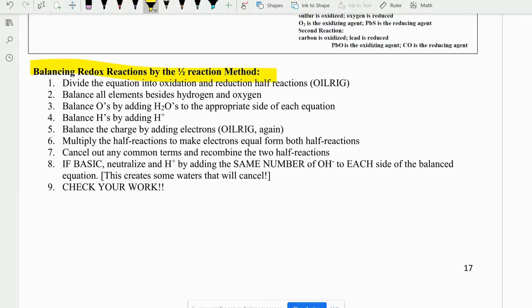Now, hopefully assigning oxidation states wasn't difficult. We're going to apply that and go a step further. I'm going to do exercise 19 in our notes right now, and then I'm going to leave exercise 20 for us to do in class or on your own. Now, here are the 9 steps that you're going to follow. We're going to go one step at a time.